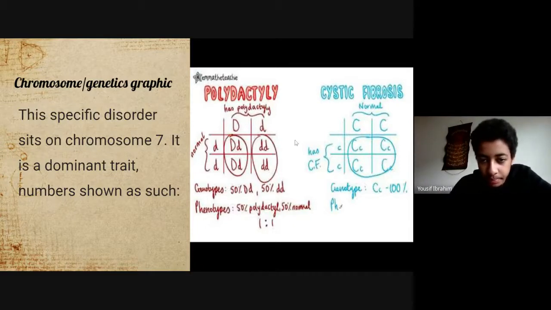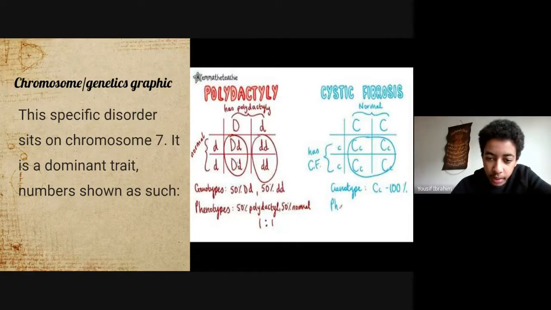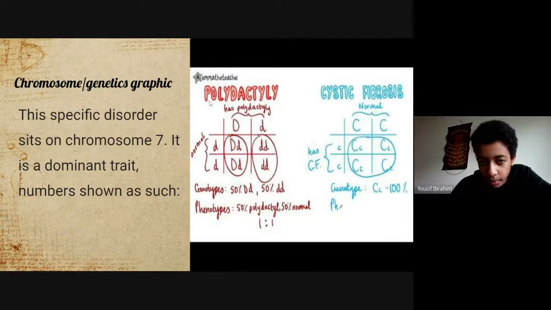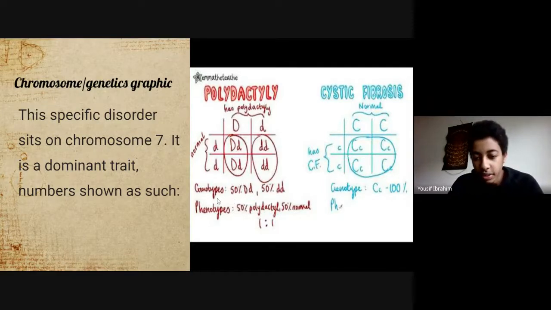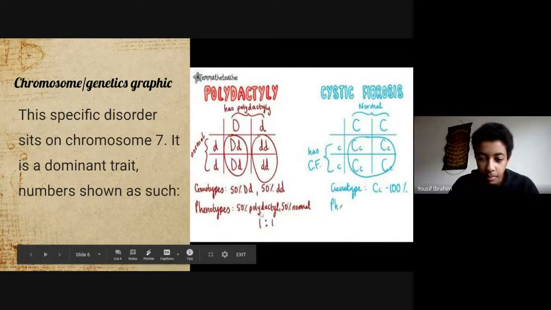Here we have one of the parents with a dominant trait, polydactyly, and one is normal. As you can tell, it's a dominant trait, and the genotypes. Here we have Emma the Tichi, who made this incredible name. Here we have our genotypes as 50% dominant trait and 50% recessive trait. And the phenotypes would be 50% polydactyly and 50% normal, so it's a 1-to-1 ratio.